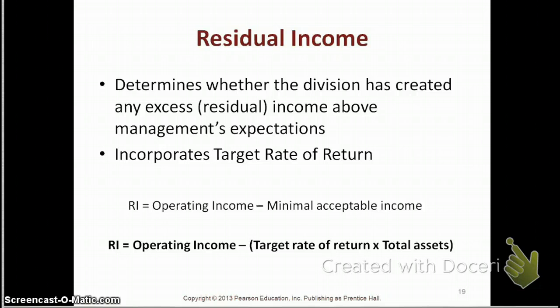Again, a lot of questions will give you management's target rate of return and the investor's target rate of return. The investor's target rate of return will be called weighted average cost of capital, or WACC. But you need to remember that you pick management target rate of return because that is the number we use for the calculation of residual income. Whenever you're evaluating the number that you calculate for residual income, any number you get above zero, so a positive number, means that this division has created residual income above management's expectations. So that's a good thing.